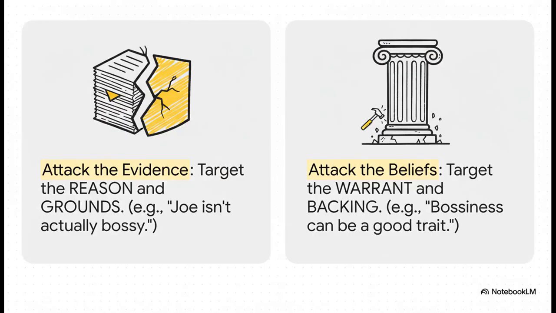And really, there are only two main ways to attack an argument. First, you can go after the evidence. You attack the reason and the grounds by saying, your facts are wrong. Joe isn't bossy, and here's my proof. Or, and this is often more powerful, you attack the underlying belief, the warrant. Okay, fine, he's bossy. But you're wrong that bossiness is a bad thing here.